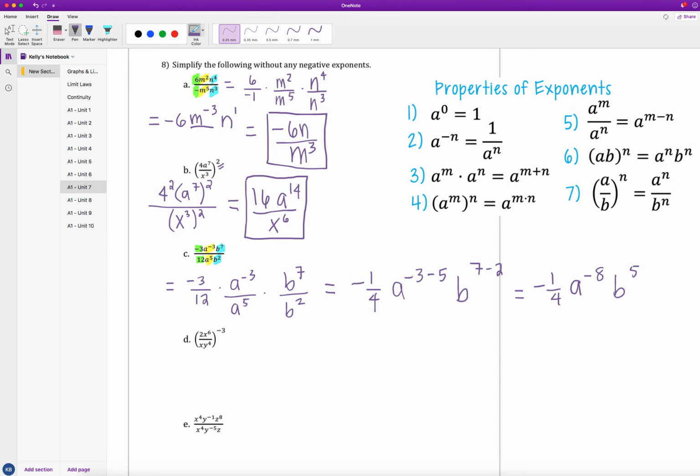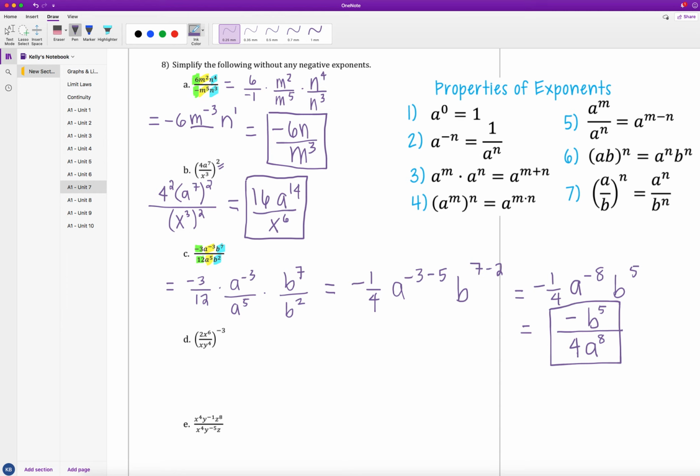The last thing I have to worry about here is the negative exponents, and I also want to rewrite this as one whole fraction when I do that. So the negative exponent will flip down to the denominator, so I'll have an a to the positive 8. B to the fifth will stay in the numerator since the exponent is positive. And then negative 1 over 4, I'm going to keep the negative sign on the top, and then the 4 should be in the denominator since it isn't the denominator of the fraction to begin with. And that will be our final answer then for part C.